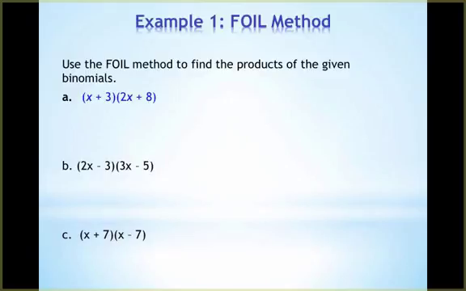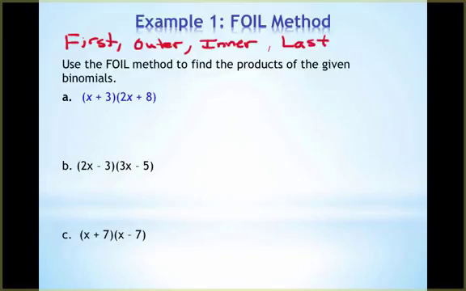In our example 1, we're going to be using something called the FOIL method. Now, the FOIL method is just a special way to multiply a pair of binomials. FOIL stands for first, outer, inner, and last. And what that does is it just gives you an idea of an order that you can follow to make sure that you have multiplied all of the various terms together. But you can also do this the same way we already did by just using distributive property twice.